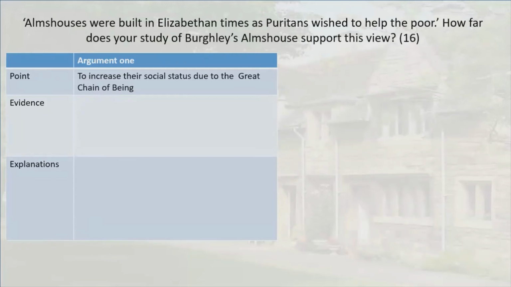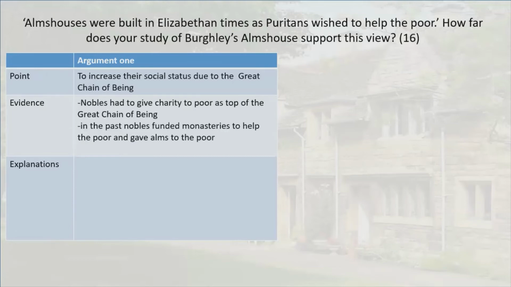So point number 1, you'll see in many other questions, if you looked around, people talk about almshouses for social status and the great chain of being, the other argument to make. So obviously you can talk about the great chain of being for social status. They're at the top, they have to care for the poor at the bottom. You could talk about the monasteries being removed. You can think about your Henry VIII knowledge, and alms to the poor became more and more important.